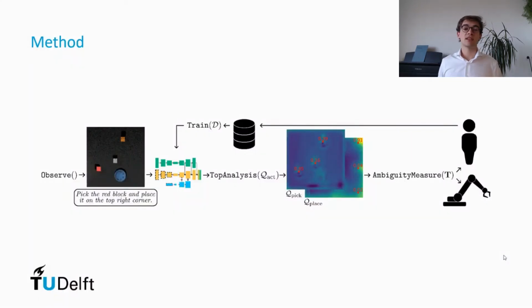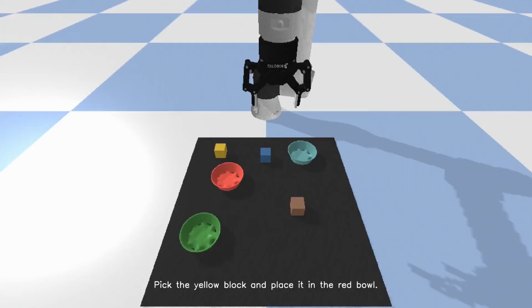In PARTNR, this works as follows. We observe the environment and obtain an image and a language command. From our model, we obtain pixel-wise value estimates for both picking and placing success. We can identify local maxima and use these to obtain an ambiguity measure of the model's output. In case the situation is ambiguous, we ask the human for an additional demonstration and train on the aggregated dataset.